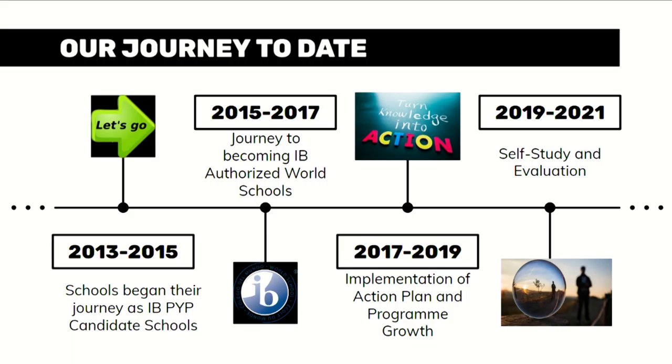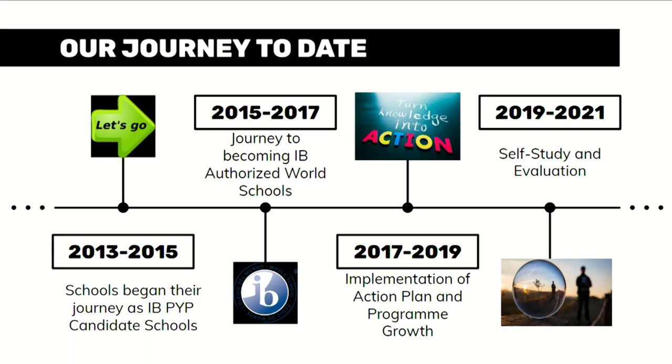They would spend time not only with the coordinator, but they would spend time with grade level teams. They spent time with principals, with administrators, and really evaluated the program within the school. Happy to say that between 15 and 17, all six of our schools became authorized IB World Schools. After that, we were given a report, things we were doing great and things that we needed to work on or make improvements in.